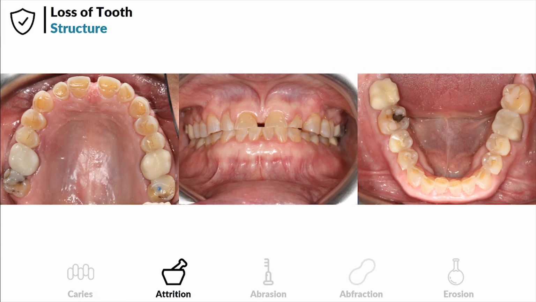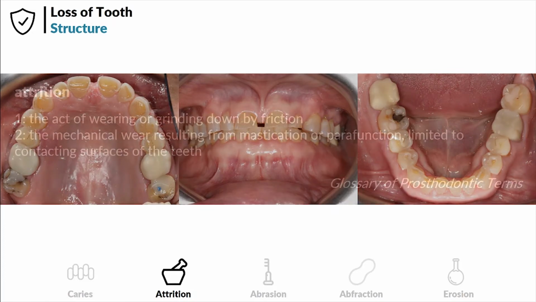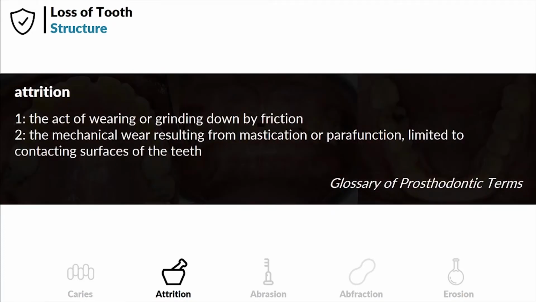Okay. Another source of tooth structure loss is going to be this process that we call attrition. So if you take a look at this patient, notice how flat the teeth are. So this patient has been grinding down their teeth and has caused some tooth loss. So the process of attrition is the act of wearing or grinding down by friction. So when two things come together and you rub them together, you know you're eventually going to get some wear of that tooth structure.